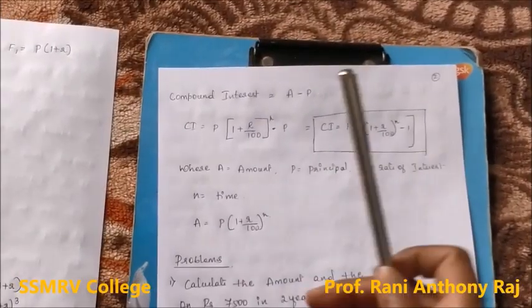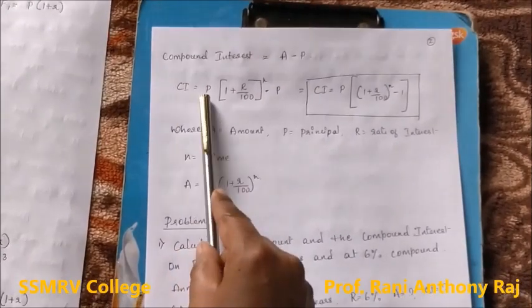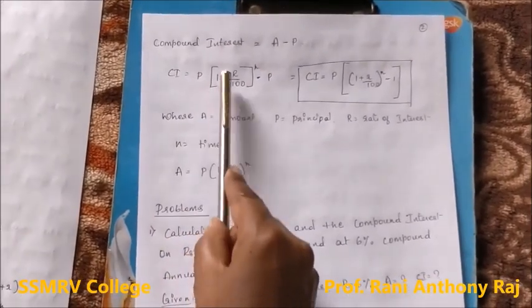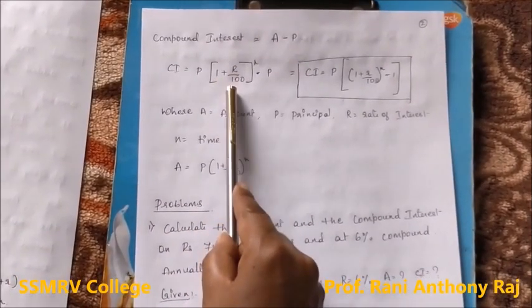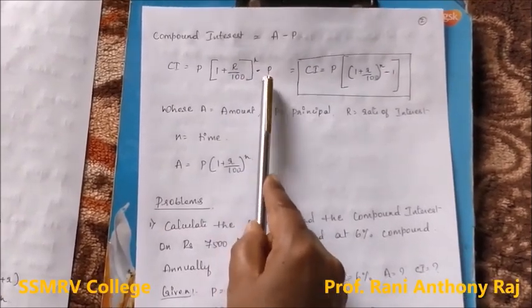Now I will show you how to solve the problem under compound interest. This is the formula: compound interest is equal to P(1 + R/100)^n minus P.